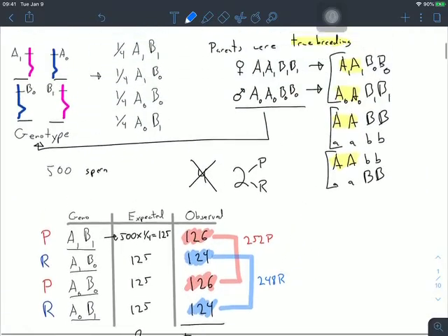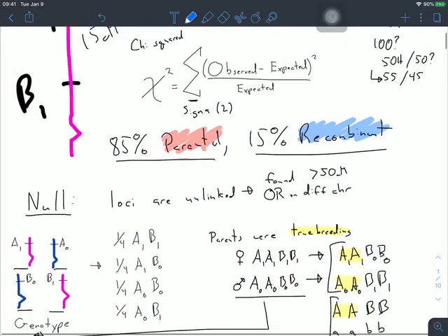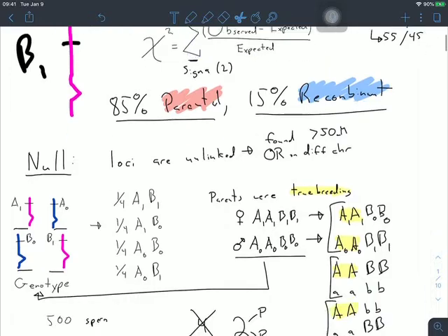So let's look back at our equation. We needed some observed numbers for parental and recombinant, we needed some expected numbers for parental and recombinant, and then we need to plug it into this thing. So let's bring this thing down with us so that way we can keep a visual on it.